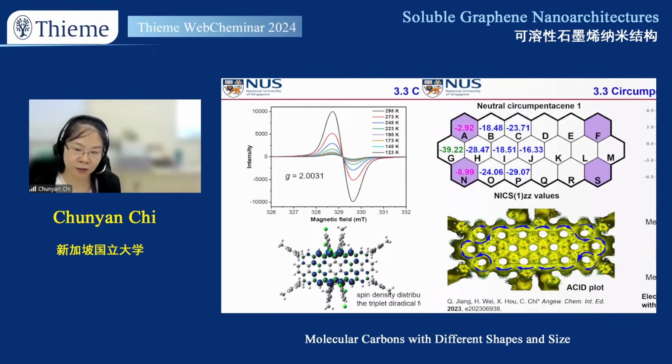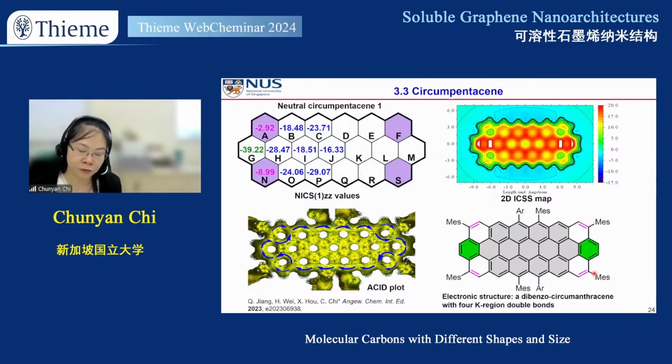And to further understand the electronic structures and aromaticity of the neutral molecule and charged species, we also did calculations on NICS values, 2D ICSS maps and ACID plots. For example, for the neutral molecule, the highlighted rings have very small negative NICS values. That means these rings are non-aromatic. So the electronic structure of the neutral compound can be regarded as a dibenzo-circum-anthracene with 4 K-region double bonds. The 2D ICSS map and ACID plots show a similar result.